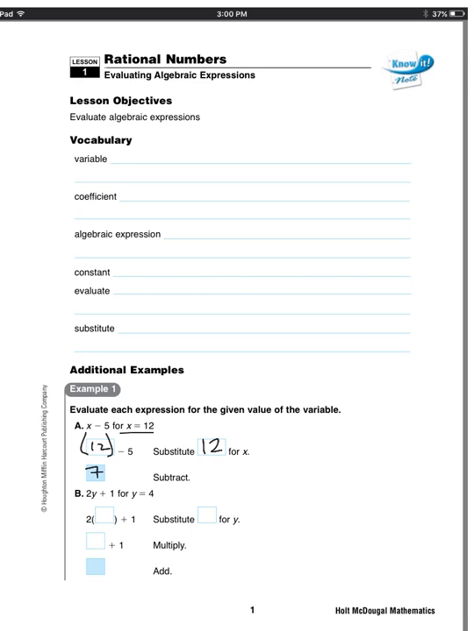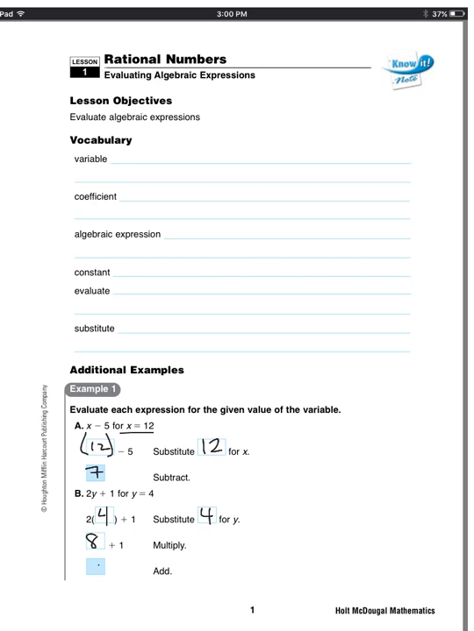Okay. So the next one says 2y plus 1 for y equals 4. So we're going to substitute 4 for y because it tells us that y equals 4. And then, like I said above, anytime we see the variable or the letter that we're substituting for, we're going to put it in parentheses. This one's already in parentheses. And the reason for that is so that we remember, if there is a coefficient, that we multiply it by whatever we put in for the variable. So in this case, 4. So we have 2 times 4, which is 8.